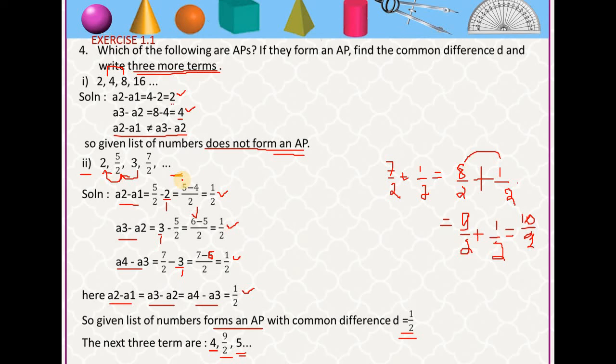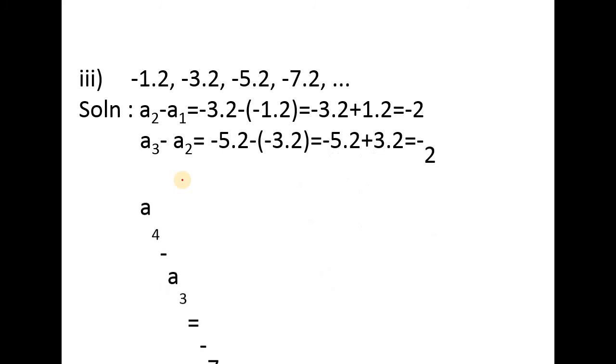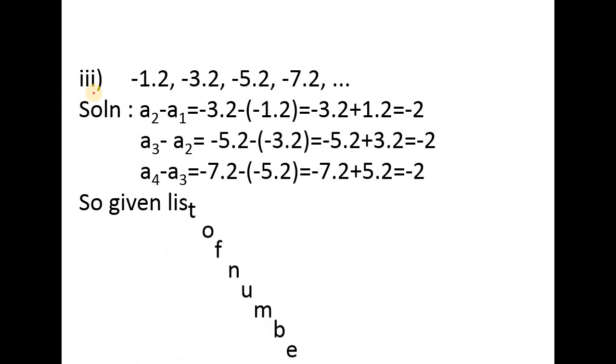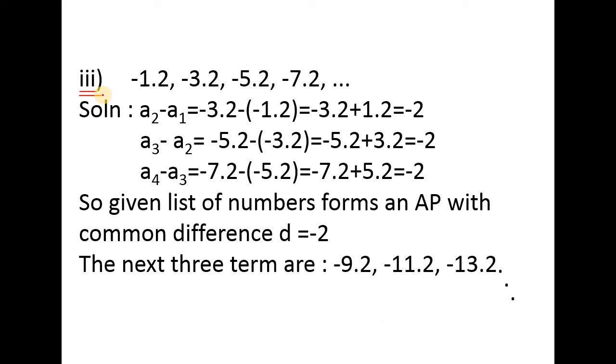Okay, let us move to the next problem. Third problem: minus 1 by 2, minus 3 by 2, minus 5 by 2, minus 7 by 2. Here a list of numbers is given. You have to check whether the given list of numbers forms an AP or not.